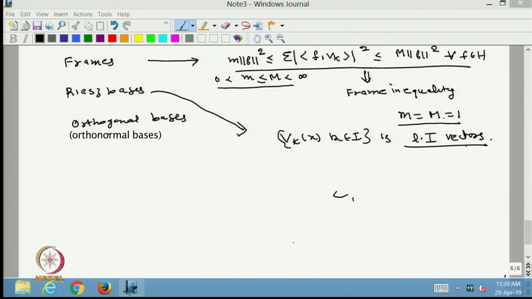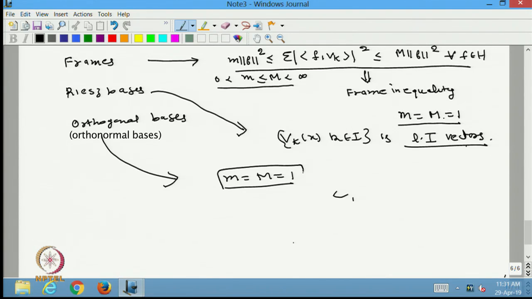So, now the third concept is orthonormal basis. In orthonormal basis, as I said, when M is equal to 1, moreover Vkx is again linearly independent vectors, then we call it an orthonormal basis. Okay. So, now I will explain these three things initially according to their properties, and then I will give you some examples. Okay. So, let me give you one example.